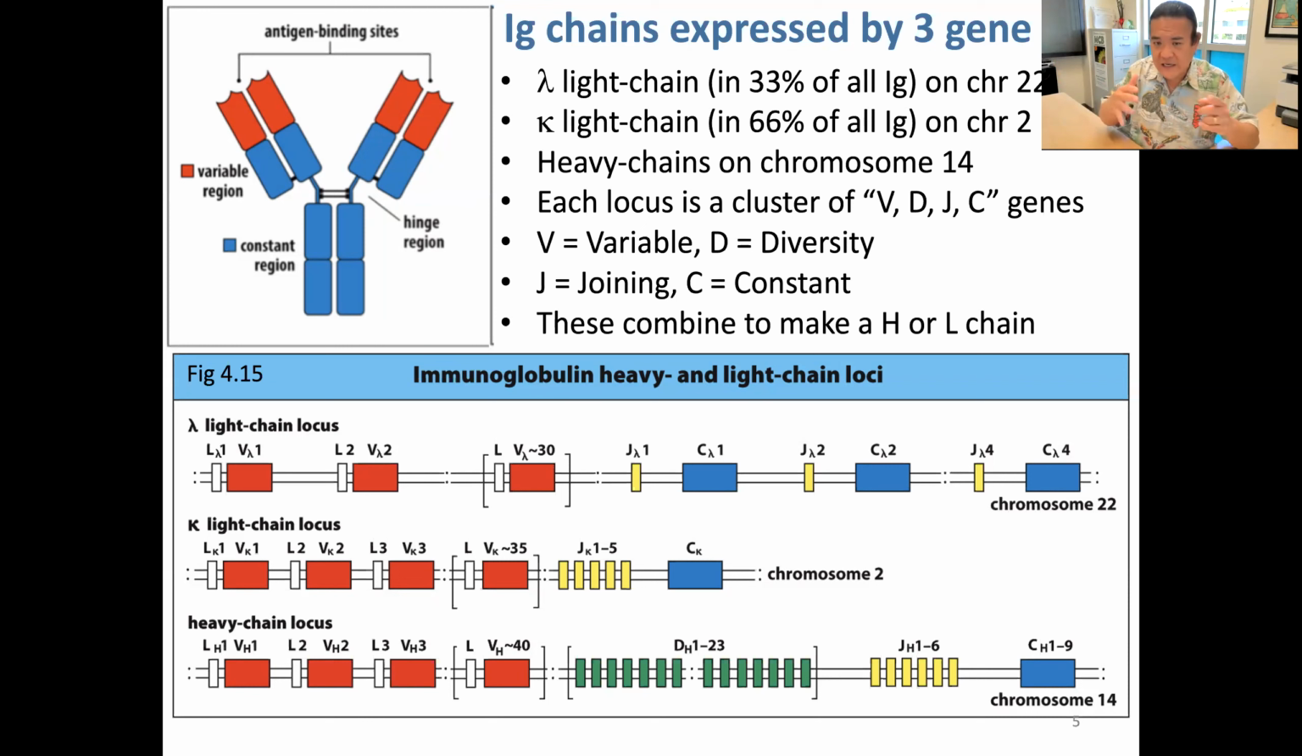So this is what we call VDJ recombination, because we're going to take V blocks, J blocks, and sometimes, if we're talking about the heavy chain, we're going to involve D blocks as well. And we're going to recombine the DNA to come up with a finished, continuous, usable, or transcribable gene. So how does this work?